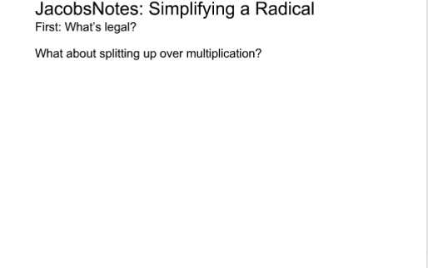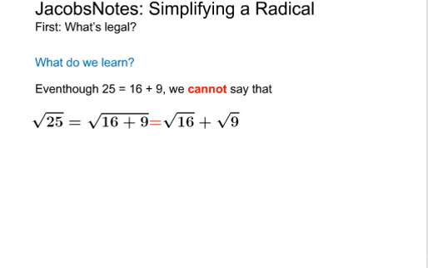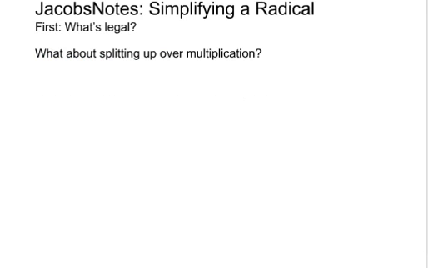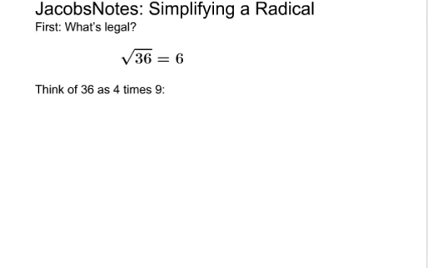You can't do it. What about splitting up over multiplication? We know you cannot split up over addition, but can you split up over multiplication? Well, let's look at an example. Consider the number 36, and here I want this to be your anchor example. What is the square root of 36? It's the number 6. So this is your anchor for this part of the discussion. We know that the square root of 36 is 6. You can think of 36 as 4 times 9. I know that 36 is 4 times 9, and that just means that the square root of 36 equals the square root of 4 times 9.